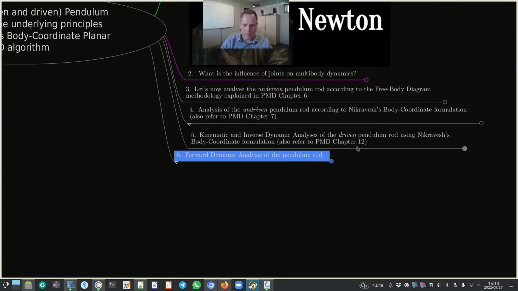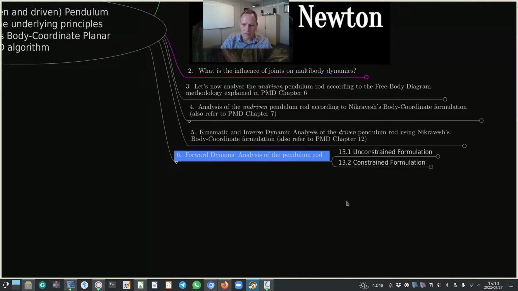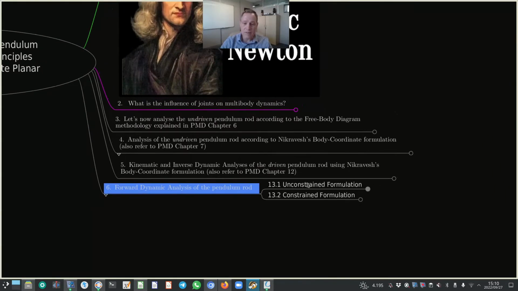The forward dynamic analysis of the pendulum rod. There we will first look at, for forward dynamic analysis, what the unconstrained formulation looks like. And then for the pendulum rod, which is obviously a constrained mechanism, it does have a kinematic joint. So that's why it's defined as a constrained mechanism. We will then focus in subsection 13.2 on the constrained formulation.